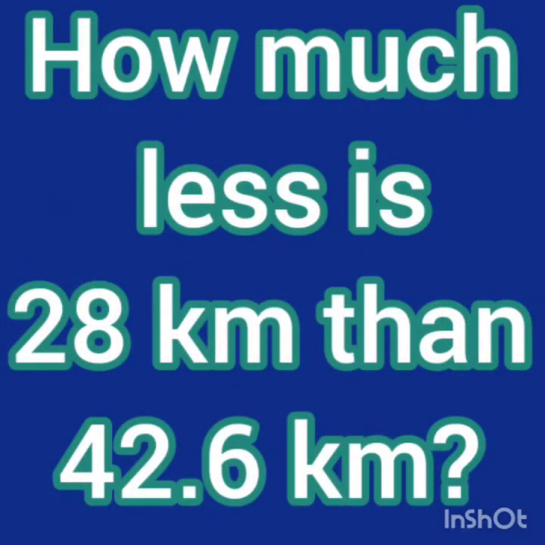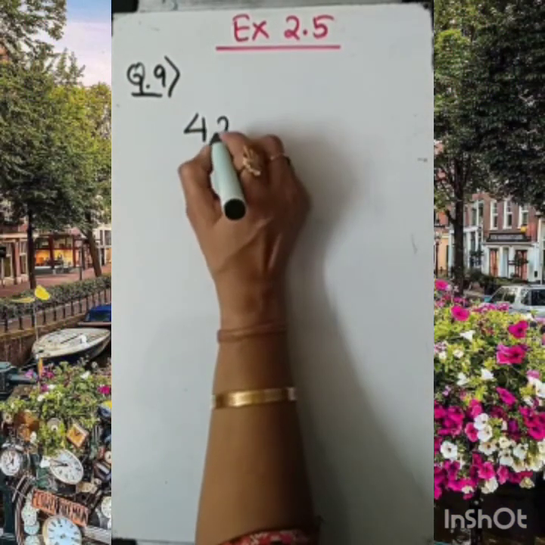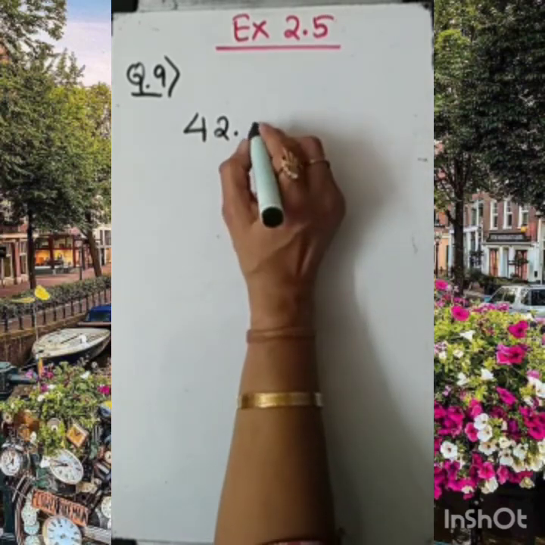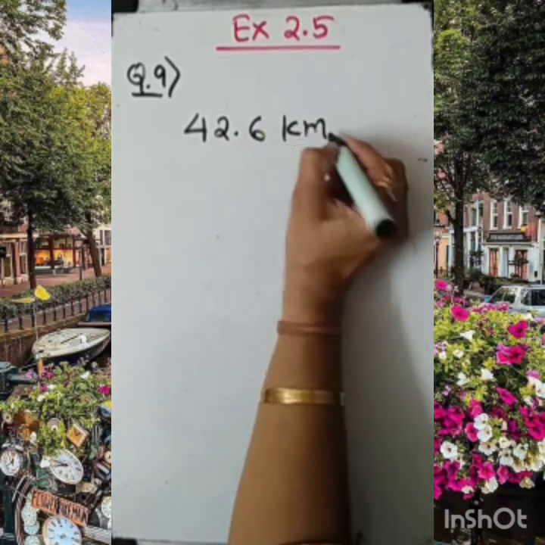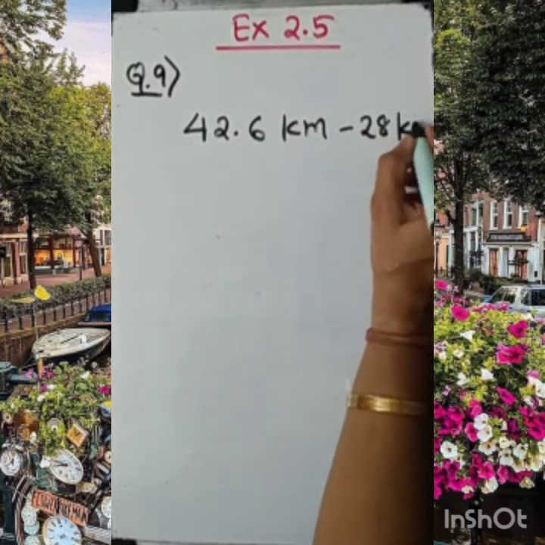So my dear student, question number 9. How much less is 28 kilometer than 42.6 kilometer? This is question number 9. The first quantity we are given is 28 kilometer and the other is 42.6 kilometer. So dear student, which one is bigger? How much is the difference we need to find? So I need to subtract 28 kilometer from 42.6 kilometer.